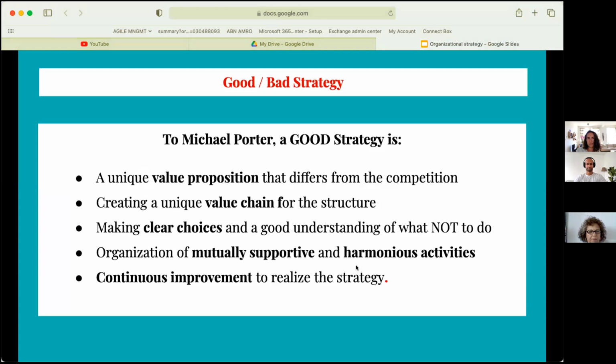A good strategy, first of all, is a unique value proposition that differs from the competition. It creates a unique value chain from the structure. It's about making clear choices and a good understanding of what not to do. And it's about organization of mutually supportive and harmonious activities. And of course, it's continuous improvement to realize your strategy.